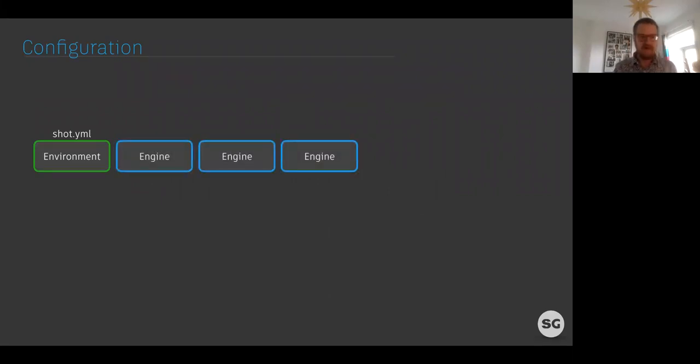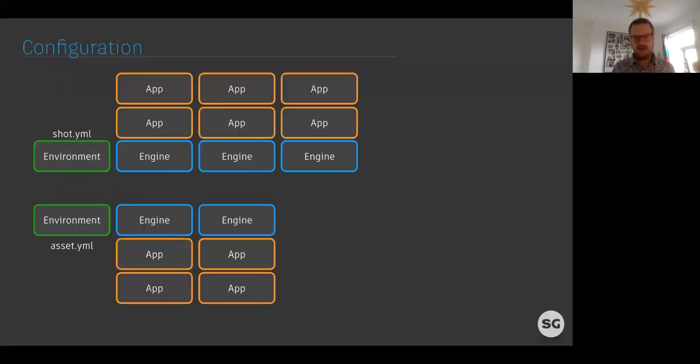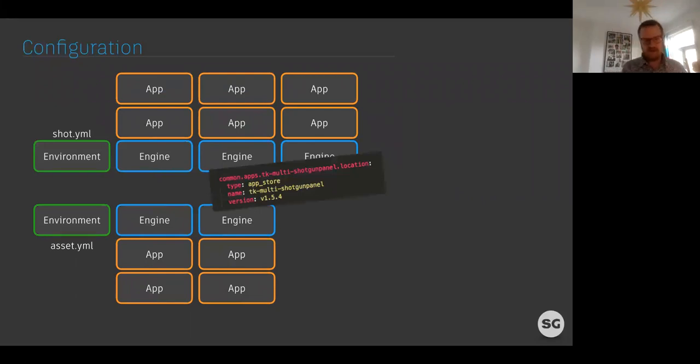So I'm going to jump right in. A quick recap in terms of Toolkit configurations. This is probably something most of you already know, but a Toolkit configuration consists of a number of different environments. These are YAML files. In each environment we define different engines, Maya, Nuke, etc. Each engine has apps, and we have multiple environments. Essentially the configuration contains all the settings, and also what we call the location, or the descriptor, which is essentially a pointer to say this is where the actual code comes from.